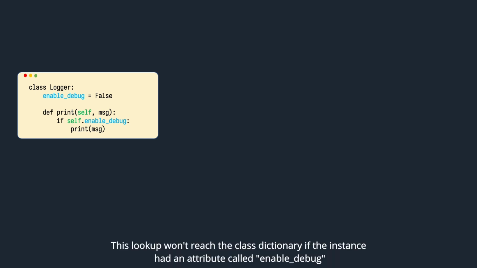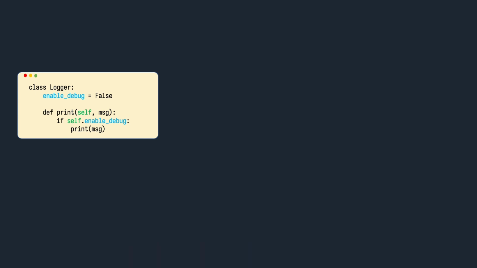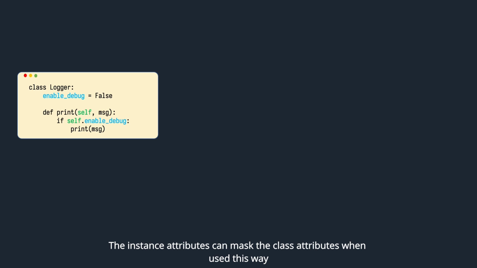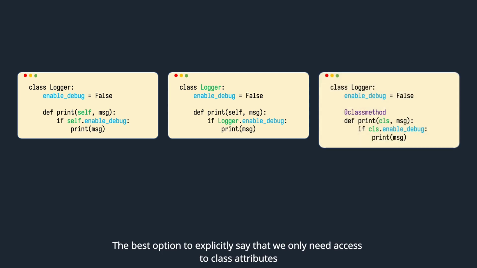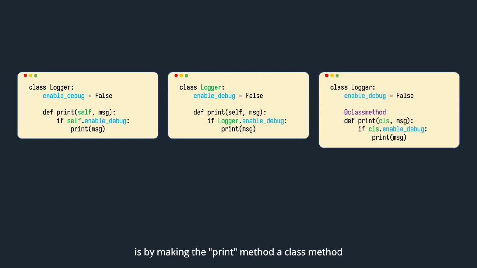This lookup won't reach the class dictionary if the instance had an attribute called enableDebug. The instance attributes can mask the class attributes when used this way. We can explicitly access the class attribute using the class itself. The problem with this approach is that, if for some reason we change the class name, we will have to update it everywhere in the body of the class too. The best option to explicitly say that we only need access to class attributes is by making the print method a class method.